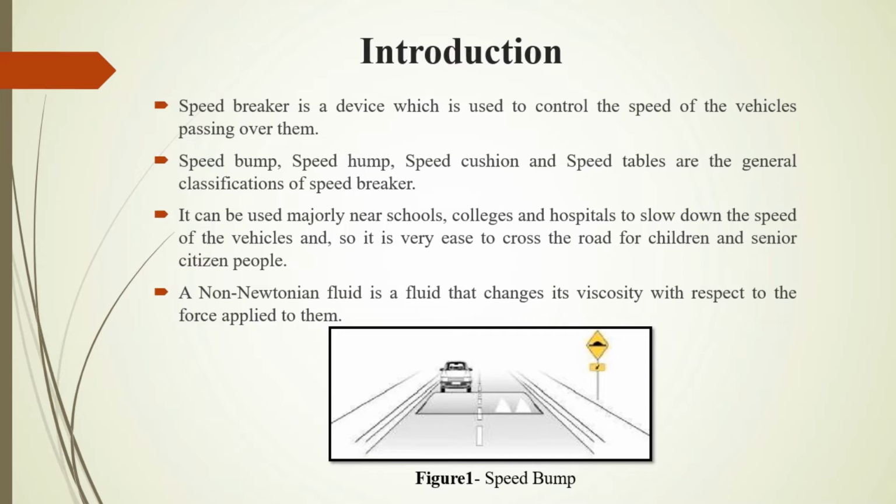Next is introduction. What is a speed breaker? A speed breaker is a device which is used to control the speed of vehicles. The classification of speed breakers has four types, which are speed bump, speed hump, speed cushion, and speed tables, generally used in India. It is majorly used near schools, colleges, and hospitals to slow down the speed of vehicles so that children and senior citizens can cross the roads easily.